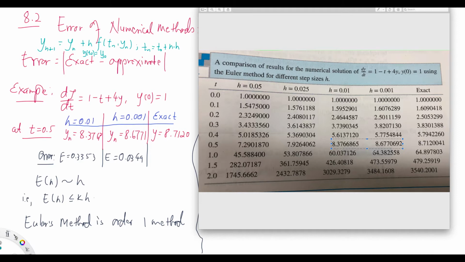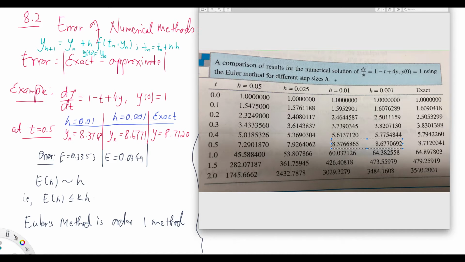When h is 0.01, what do you get? y_n, or you can say y at 0.05, the approximate value of y at 0.05 is 8.3767 when you round up, right? Similarly, at h equals 0.001, the value is 8.6771. You see that? And these are the exact values. What we did here is we decreased the value of h, the step size, by a factor of 10, right? Because 0.01 divided by 10 is 0.001.